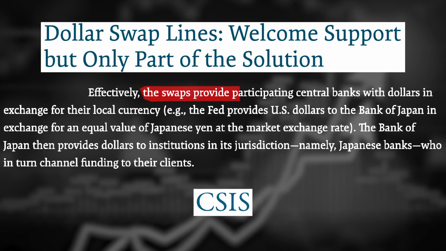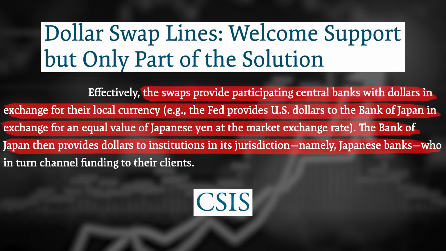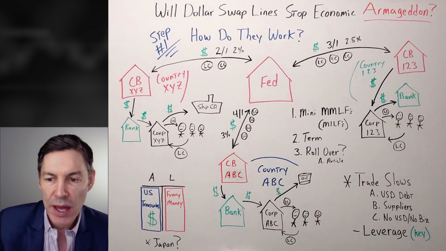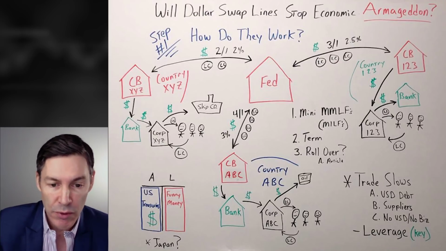The swaps provide participating central banks with dollars in exchange for their local currency. As an example, the Fed provides US dollars to the Bank of Japan in exchange for an equal value of Japanese yen at the current market exchange rate. The Bank of Japan then provides the dollars to institutions in its jurisdiction, namely Japanese banks, who in turn channel funding to their clients. And I'm using Japan as a specific example for a reason. More on that in step number 3.